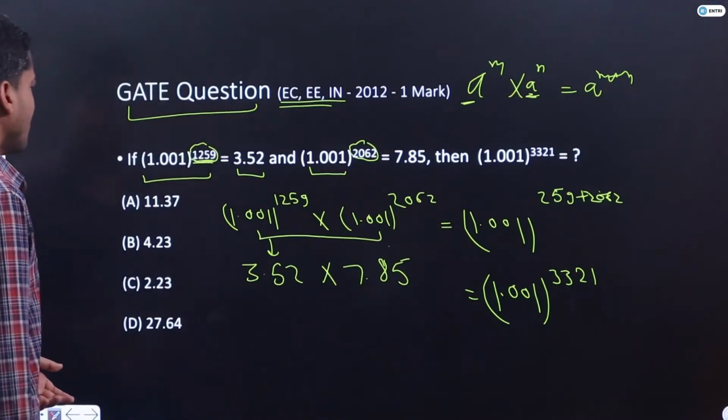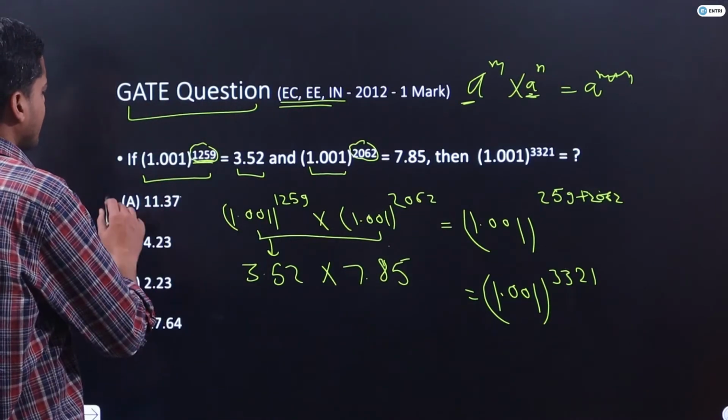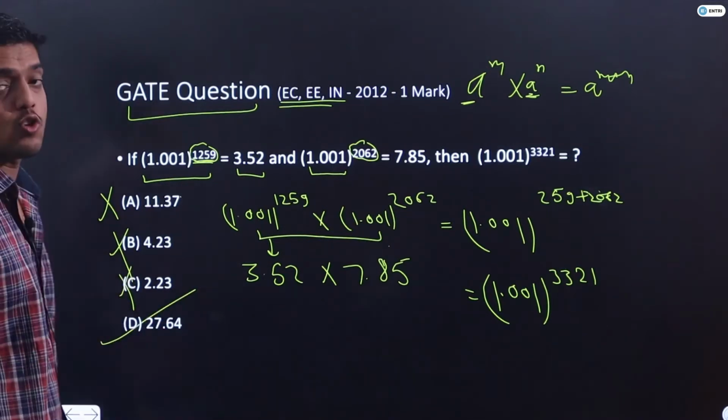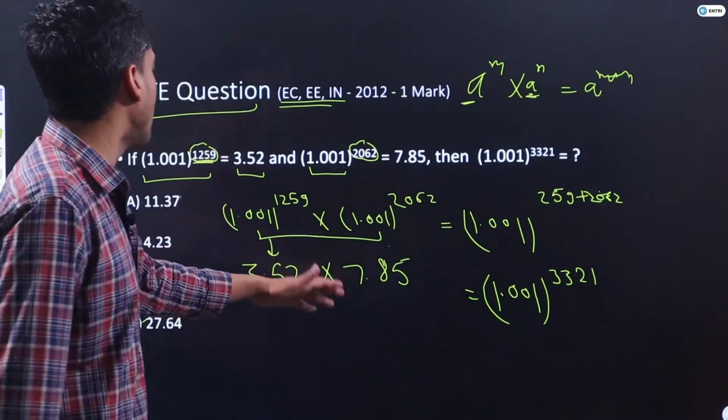So you will say the product is more than 21, so the other options cannot be the answer, this is the only answer. Bolo ha ya na, yes or no guys? So we don't need to multiply the whole thing here.